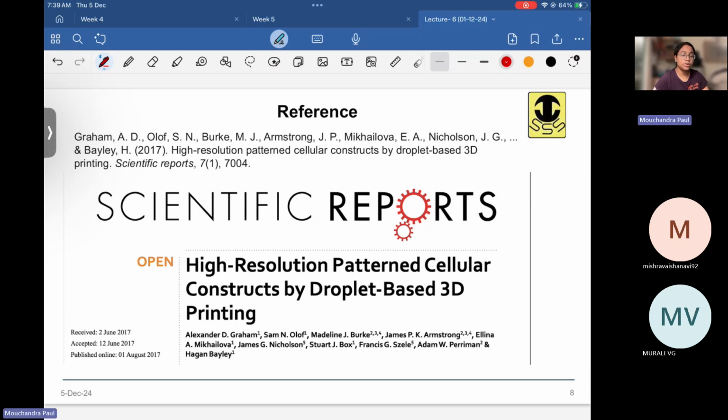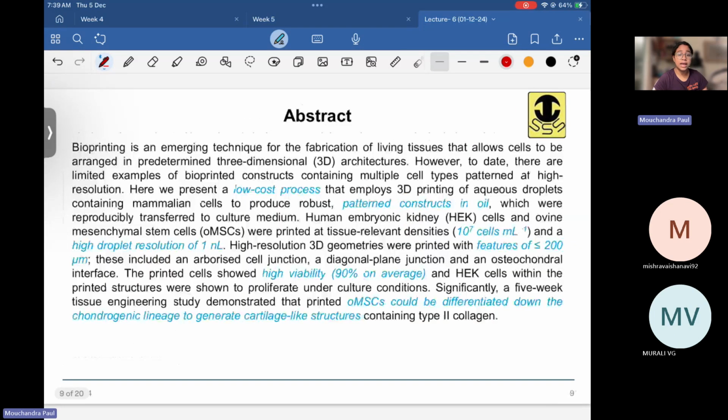Okay, if there are no other questions, then I'll move on. But if you have any questions in between, feel free to stop me and ask. The paper is titled High Resolution Patterned Cellular Constructs by Droplet-Based 3D Printing. So let's quickly go over the abstract of the paper first. That gives a general overview of what work has been described, what the authors did.